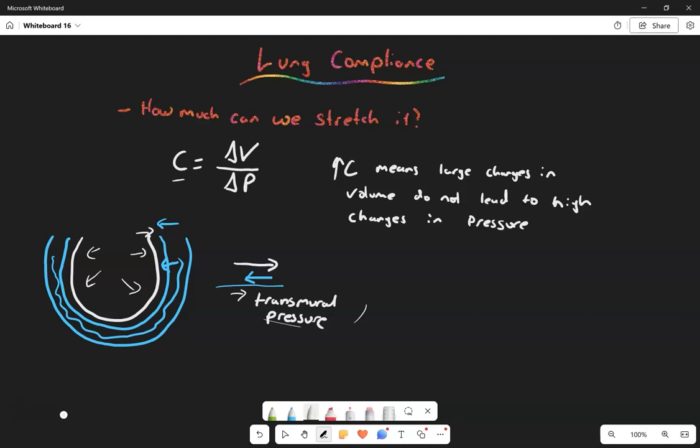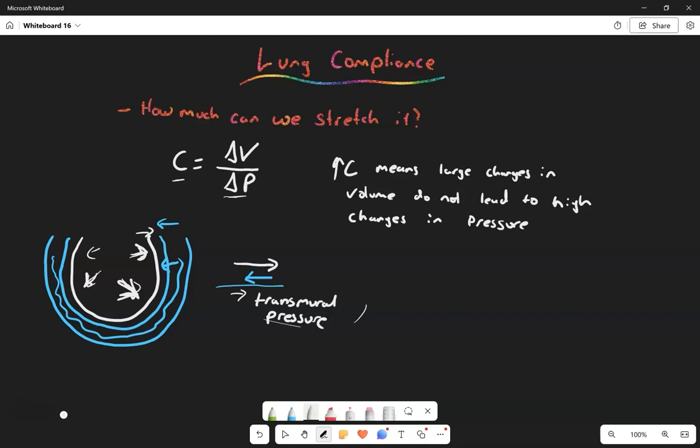So in a more compliant lung we can get larger changes in volume with small changes in pressure. If we have a non-compliant or a less compliant lung, that would be like a more rigid lung where when we push and increase this volume, we have great increases in the transpulmonary pressure, the transmural pressure, right? And so when we do this, this is a measure of the distensibility of this elastic structure.